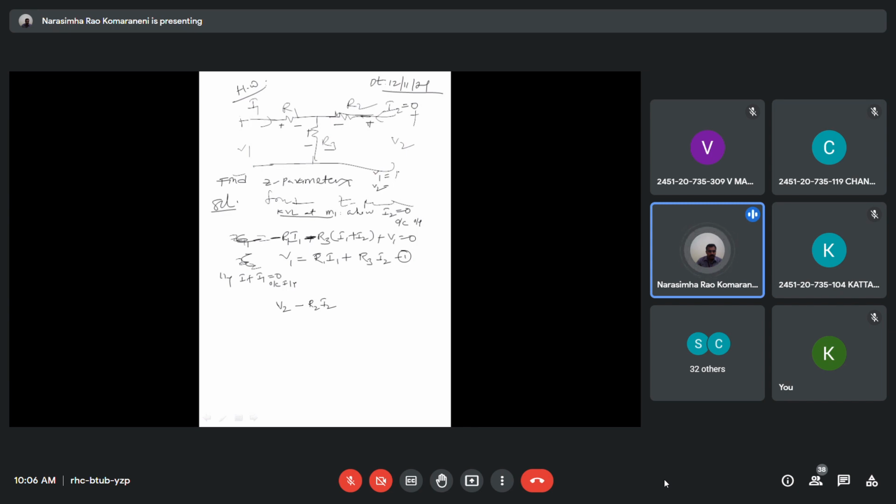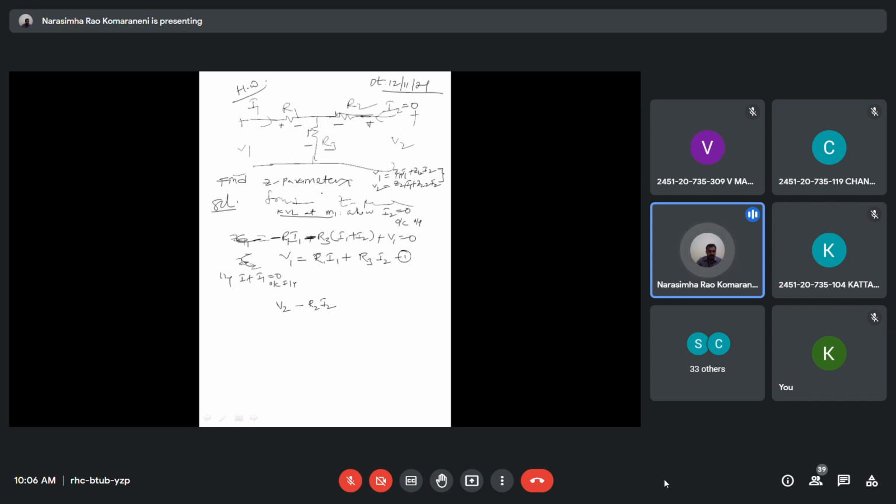Therefore, V1 equals Z11 I1 plus Z12 I2. Similarly, V2 equals Z21 I1 plus Z22 I2. So these are the basic Z parameter equations. Now, to find the Z parameters for this given network.